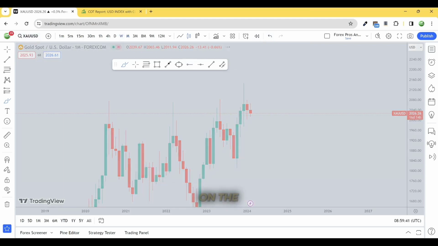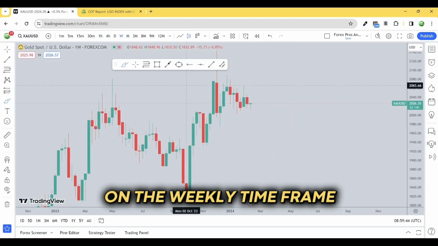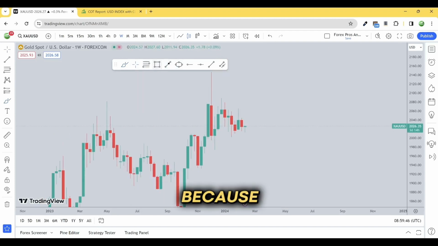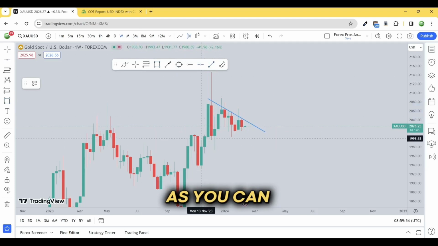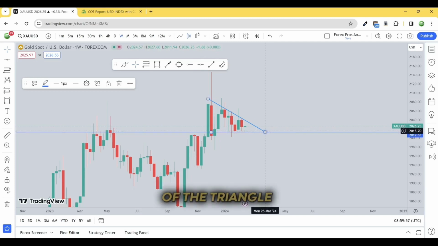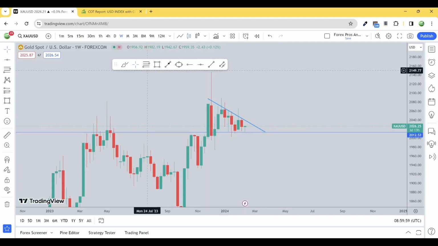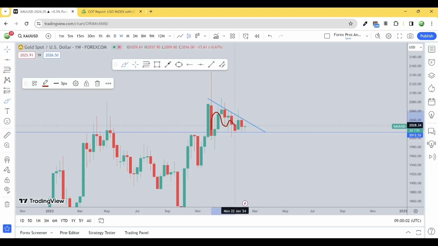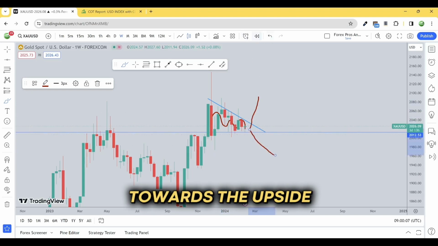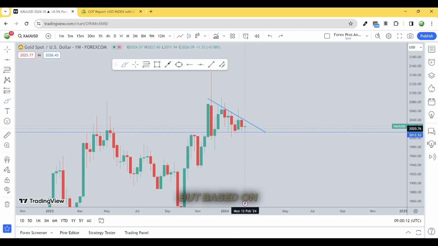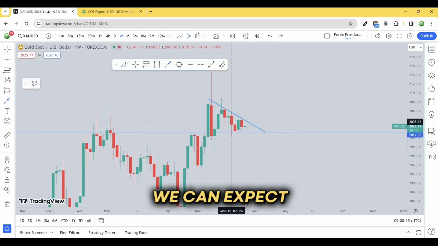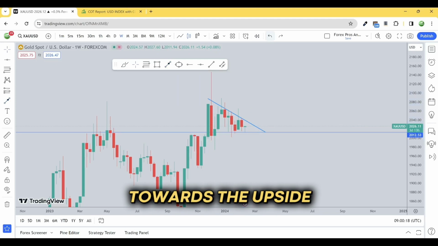Okay, so moving down to the weekly time frame, things are much more interesting, because as you can see, the market is basically making a triangle. And the market is moving within this triangle, and we can expect the market to either make a move towards the upside or downside. So from the weekly time frame, we do not have a clear picture, but based on the monthly time frame, what we can expect is that the market might break towards the upside.